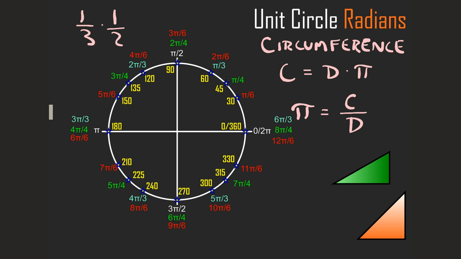I put all these extra ones here because I feel like when you are first learning radians, it helps to count by increments of 30. So we can go around 1 pi over 6, 2 pi over 6, but that's the same as pi over 3. 3 pi over 6, 4 pi over 6, so on and so forth, all the way around the circle.